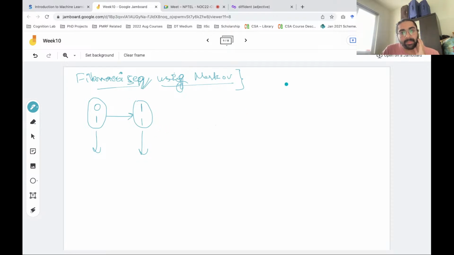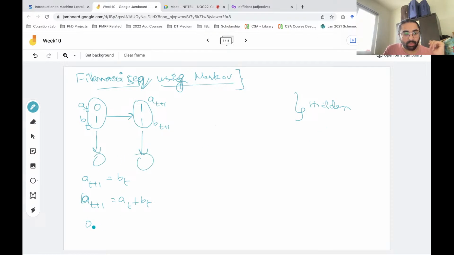So let's say this is A and B. You have your A and B at time t here, and A at time t plus 1, B at time t plus 1. Two elements here. So A at t plus 1 is B at t, and B at t plus 1 is A at t plus B at t. This is my hidden state movement, and my output, O t, for example, is always B t.